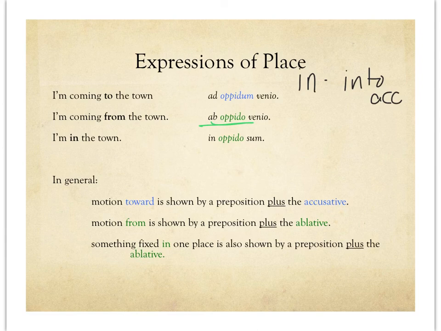And if we're just going to be staying right in place, we use the ablative for that too. So in plus the accusative means into, but in plus the ablative means you're just standing in a particular place. In oppido sum, I am in the town. So in general, motion toward is shown by a preposition plus the accusative, and motion away from a place is shown by a preposition plus the ablative, and something that is not moving at all is a preposition plus the ablative. So ablative is used for motion away from and staying in one place, and moving toward something, we use the accusative.